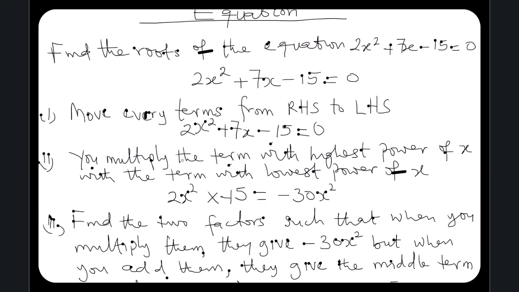So after we do that, then you multiply the term with the highest power of x. The term with the highest power of x is 2x squared. You multiply it with the term with lowest power of x. The term with lowest power of x is what? Is minus 15. You multiply them together, you're going to get minus 30x squared. Don't forget the signs. Very, very important.